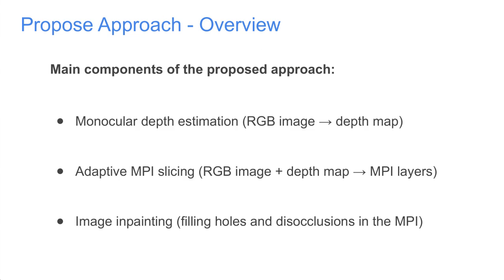Our method can be divided into three main components. First, given an input RGB image, we perform monocular depth estimation, which gives us an estimated dense depth map. The second stage is an adaptive MPI slicing step, in which we take as input the source RGB image and predicted depth map and compute a set of image layers in such a way that each image plane has some parts of the input image and is placed at a certain depth in the scene. Finally, the disocclusion regions in the image planes are inpainted by a neural network, so the rendered novel views do not expose holes during rendering.